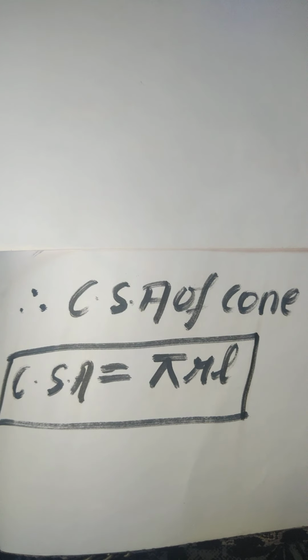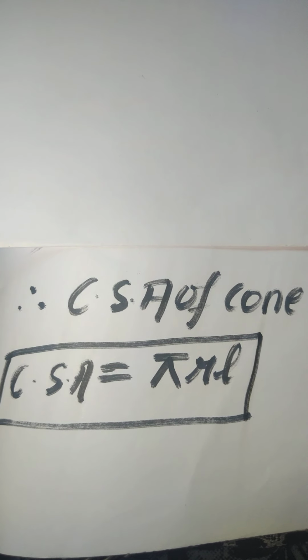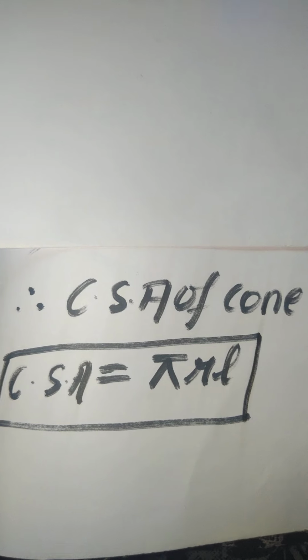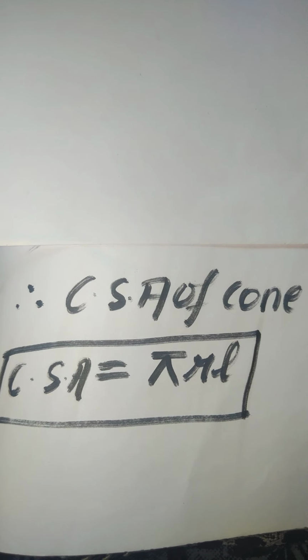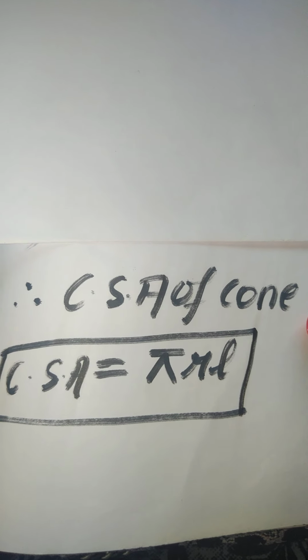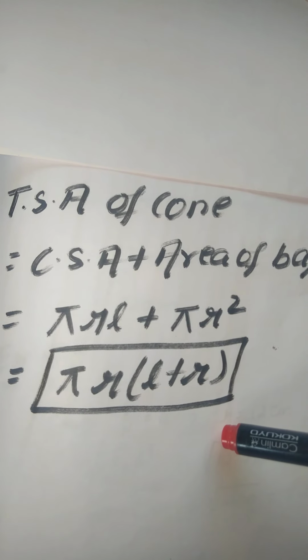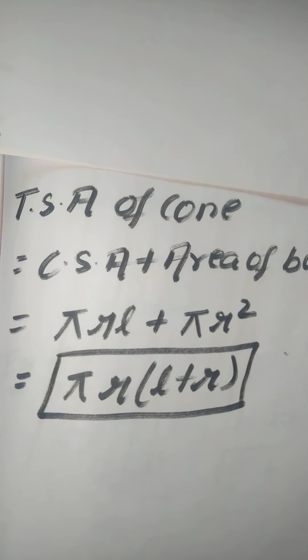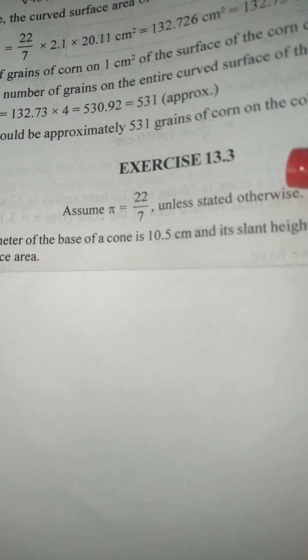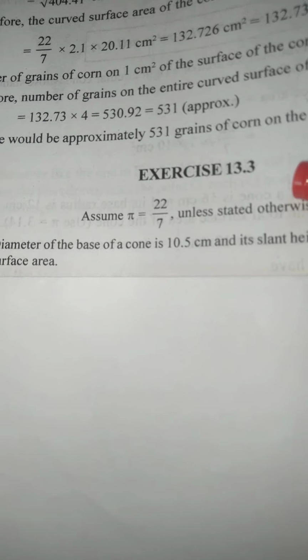Today we are going to deal with the sums related to the curved surface area of cone and total surface area of cone. So before that we need to know the formulas for that. CSA of the cone is pi r L. TSA of the cone is pi r into r plus L. Now coming to the questions of exercise 13.3.